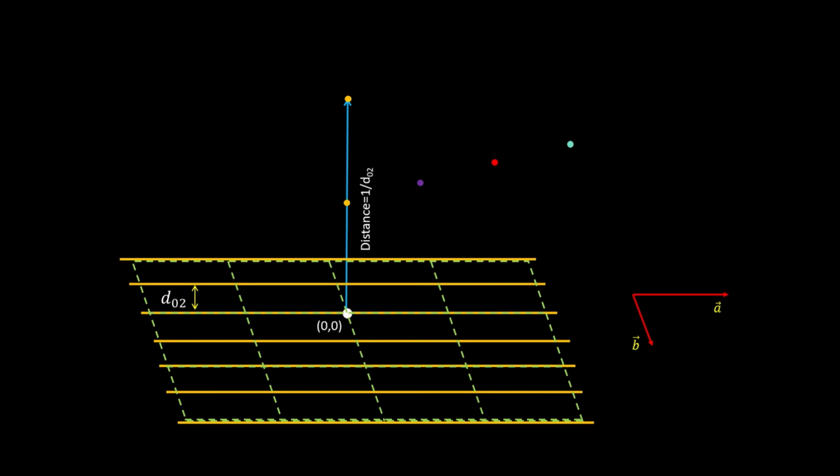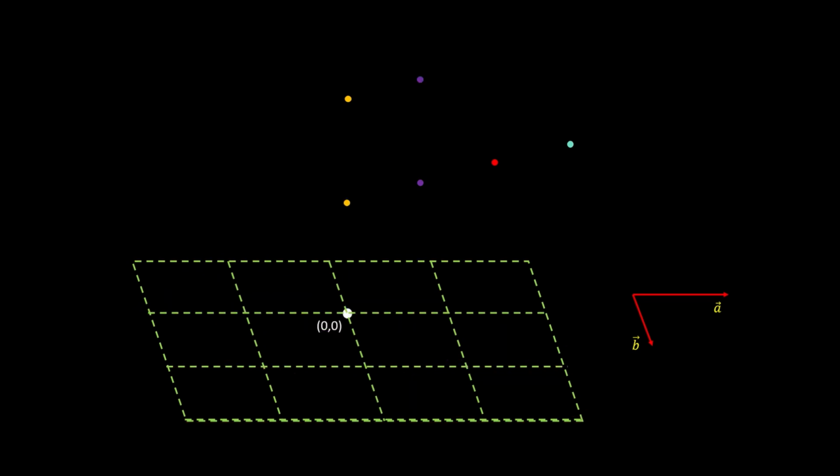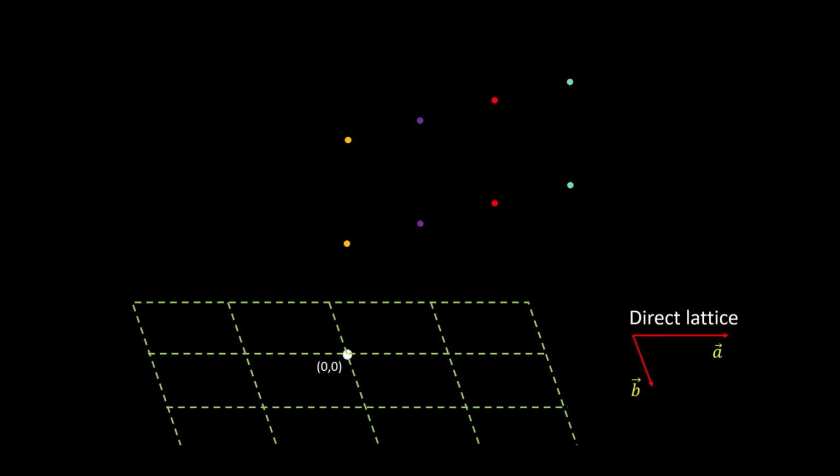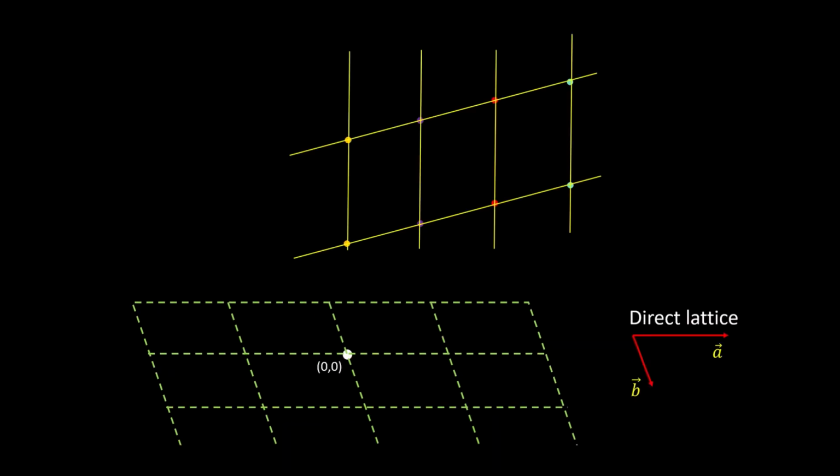Now let's do the same kind of work on 0, 2, 1, 2, 2, 2 and 3, 2 planes. So this will give us another set of points like this top row. If we join these points, which are endpoints of many normal vectors, we will get another lattice like this. Since the lengths of the normal vectors are reciprocal of the interplanar spacing of respective planes, this new lattice is known as the reciprocal lattice of the original direct lattice.